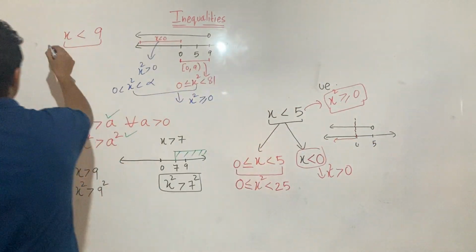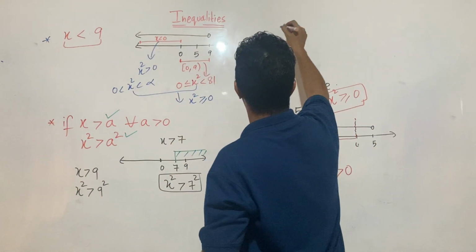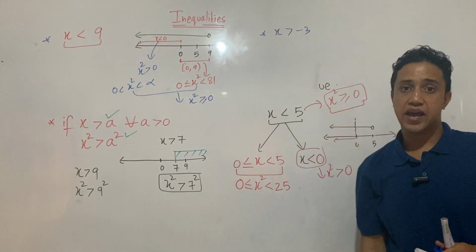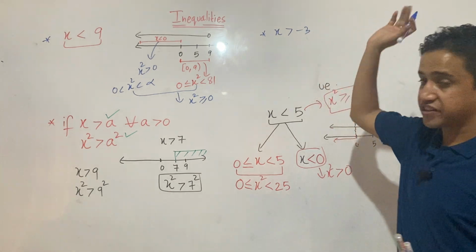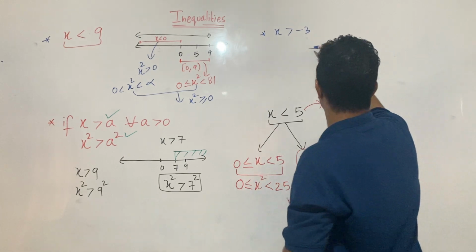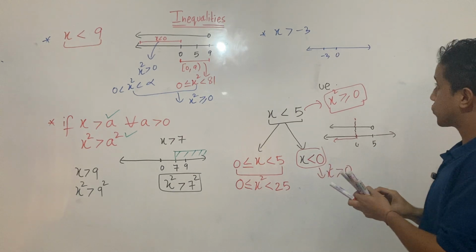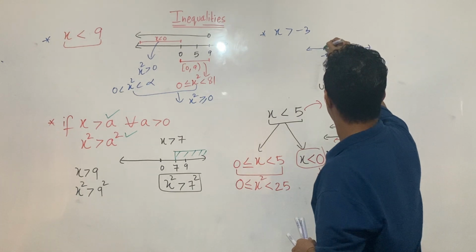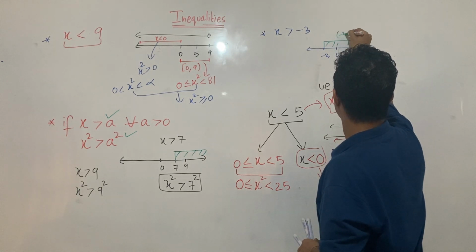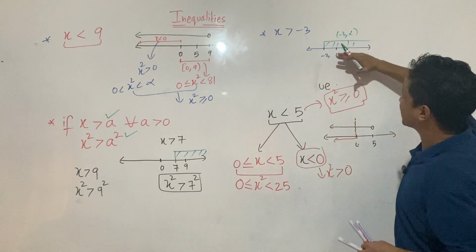Now, if I ask you, what do you think about x square if your x is greater than -3? Okay, so if x is greater than -3, then what would happen? Now see here, we will visualize it on the number line. This is 0, this is -3. Now x greater than -3 means that they are talking about this interval, or I can say this is -3 to infinity.